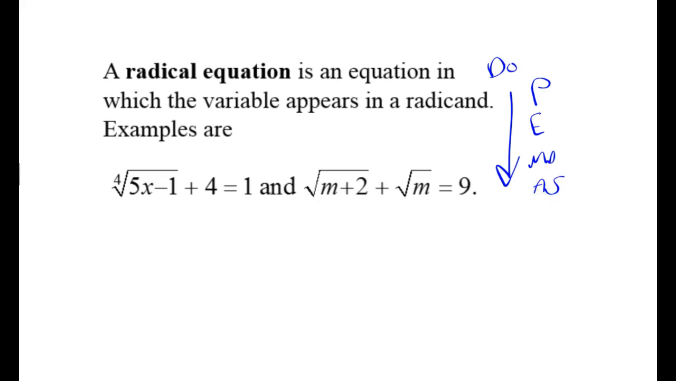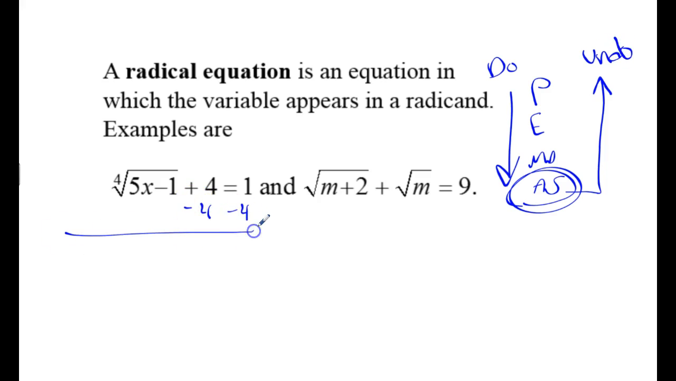So now I'm going to try to undo the last thing that we did. So I'm going to try to undo addition and subtraction first. In this case, I would subtract off the 4 first to be my first step. And over here, I'm going to teach you a technique. The very first thing we want to do is isolate the radical.